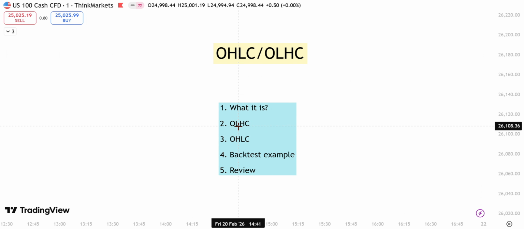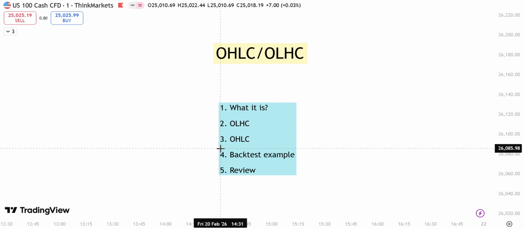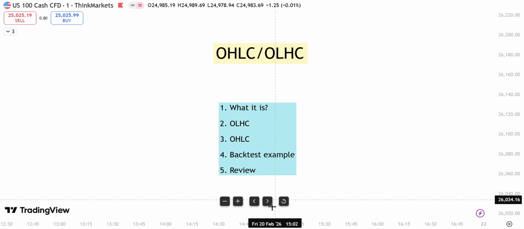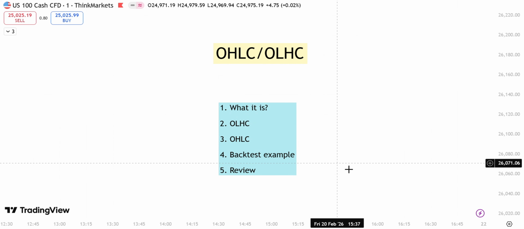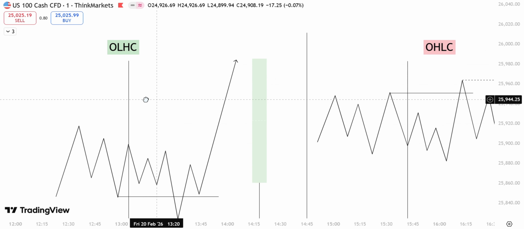And then in the second chapter, we will be diving into open low high close. So we start with the open low high close, then I'll give you a backtest example right here, and then to end things off, I'll finish with a review. Now let's start right here with the open low high close.